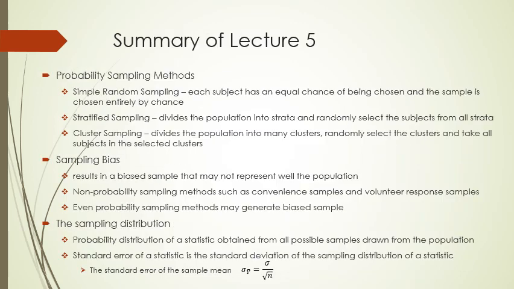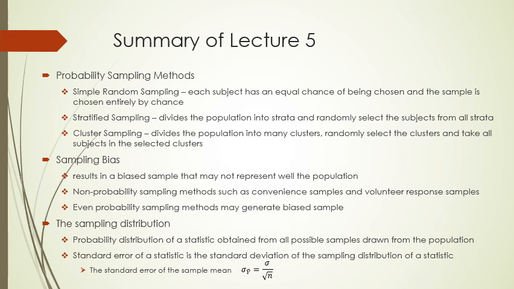In summary, we learned the sampling methods, the sampling bias, and the sampling distribution. Random selection may help us to form a probability sample and reduce the bias. The simple random sampling guarantees that each subject has an equal chance of being chosen, and the sample is chosen entirely by chance. The stratified sampling divides the population into strata and randomly selects subjects from all strata. All strata should be as heterogeneous as possible.